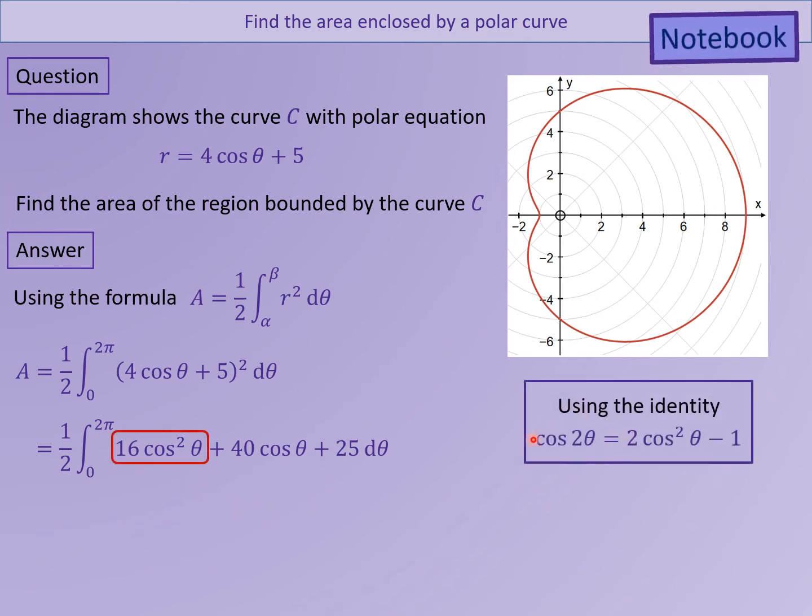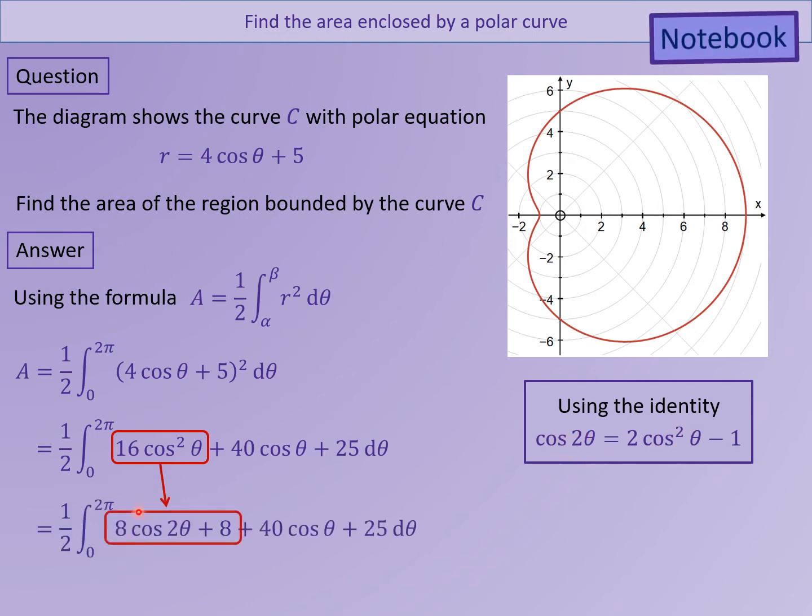Okay, the double angle formula is like that. Cos 2 theta equals 2 cos squared theta minus 1. Why is that helpful? Because although you can't integrate cos squared that easily, you can very easily integrate cos 2 theta. Okay, so cos squared theta is a bit of a pain, but cos 2 theta is very easy.